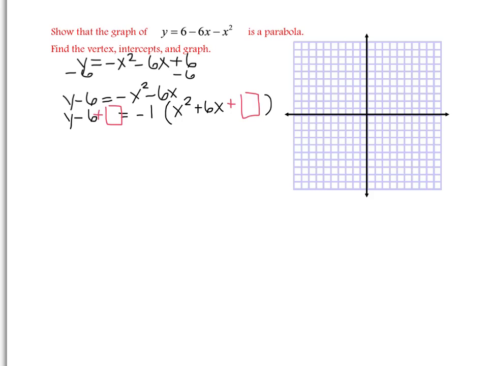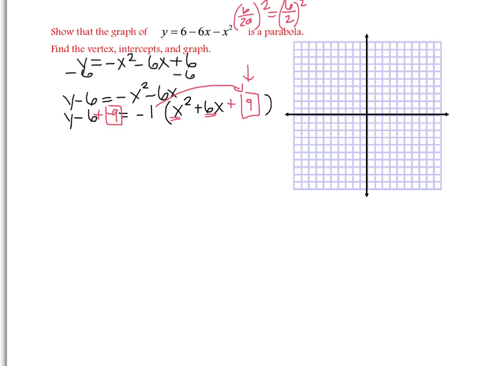So what I put here is b over 2a squared, where I'm looking at this b and this a. So it's just going to be 6 over 2 squared, or 3 squared, which is 9. Now don't forget though, now that you've factored this out, you're not really adding 9 to the right hand side. You're actually adding negative 9 because it's the product of those two. So to the left hand side it needs to be a negative 9.